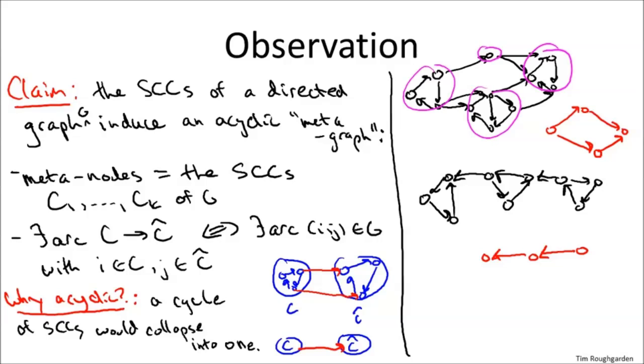So to reinforce these concepts and also segue into thinking about Kosaraju's algorithm in particular, let me ask you a question about how reversing arcs affects the strong components of a directed graph.